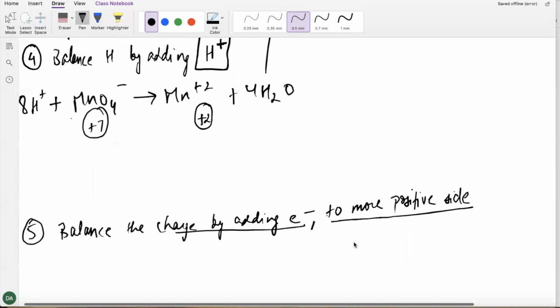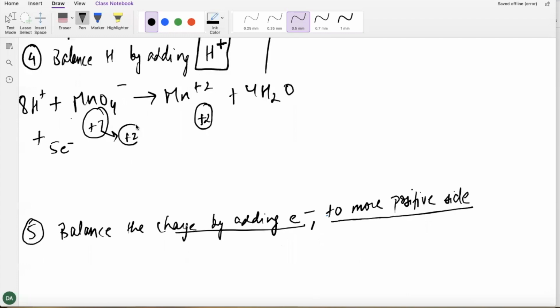Now, one side is +2, one side is +7. Which side should we add the electrons, left-hand side or right-hand side? Left, because it's more positive. Now, if I want to make this +7 a +2, which is equal to the right-hand side, how many electrons should I add? 5 electrons, okay? This will change this +7 to a +2, which will be equal to +2 on the right-hand side.